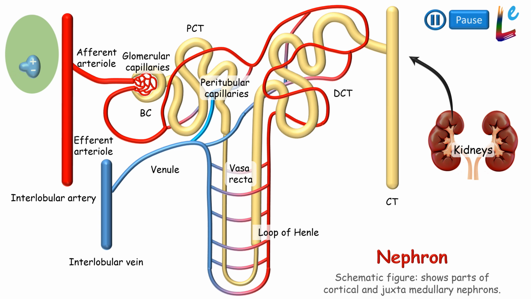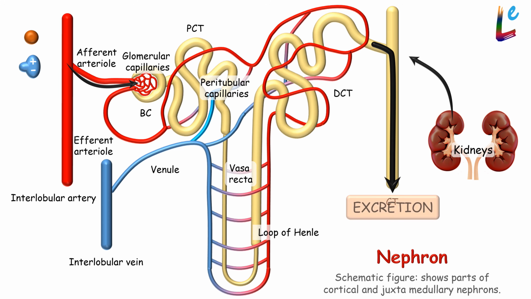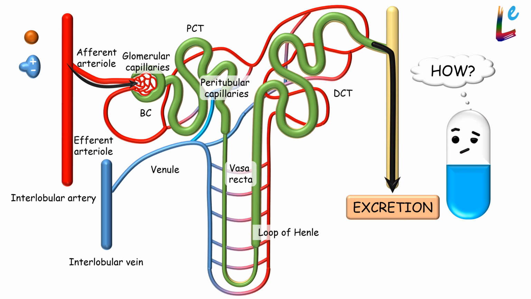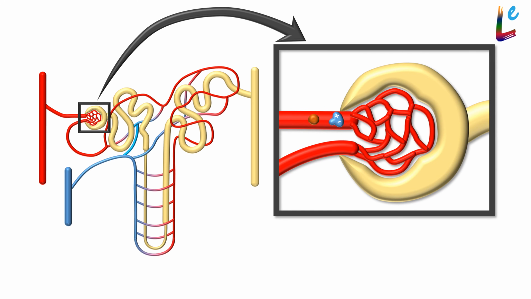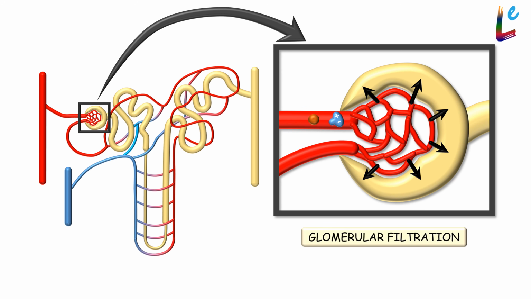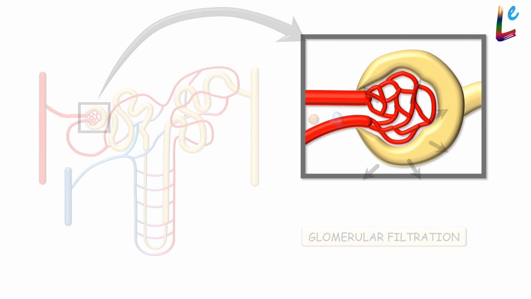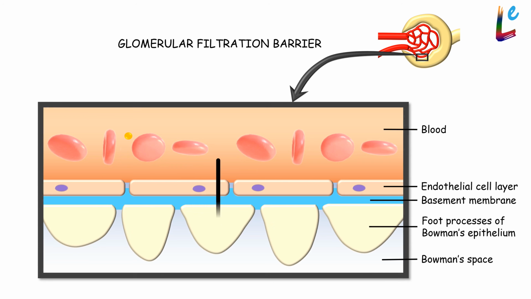In addition to the metabolite, the unmetabolized drug also reaches the glomerular capillaries. To be excreted, these molecules have to first move into the tubular lumen. How is this possible? The first site where this can happen is the glomerulus. Here, the drug can be filtered into the Bowman space. This is glomerular filtration.